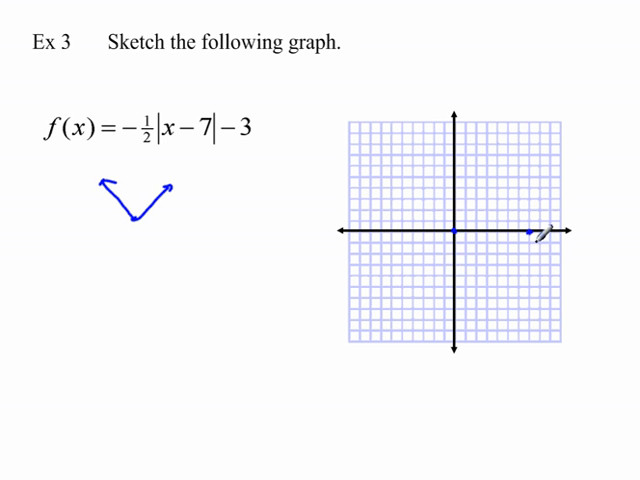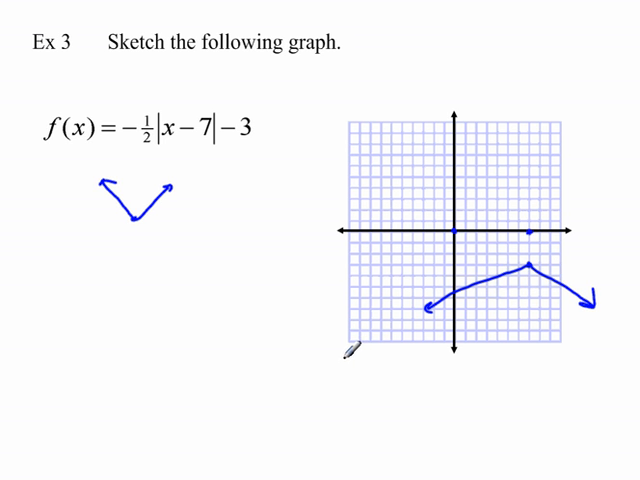Minus 3 is going to shift that 1, 2, 3 units down. So here's my new vertex. My graph is going to be wider, opening downward because of the negative, and there's the graph of this function. So by knowing transformations, we don't have to plot points. We don't need to pull out our calculator.